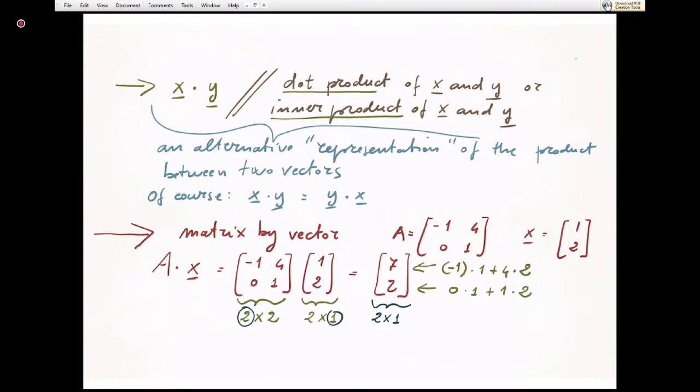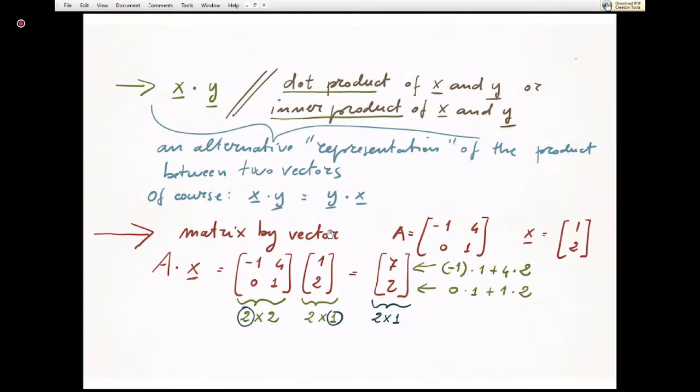Then we have another operation, which for the moment is matrix by vector. We will deal with matrix by matrix in the second part of the course. This is matrix by vector. Suppose that you have a square matrix in this case: -1, 4, 0, 1. And you have the column vector 1, 2. Now remember, the product between matrices in general is performed row by column.